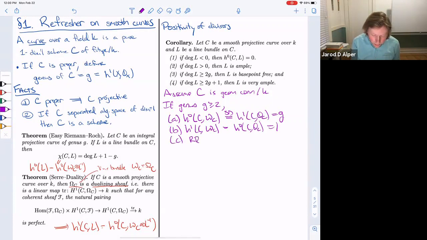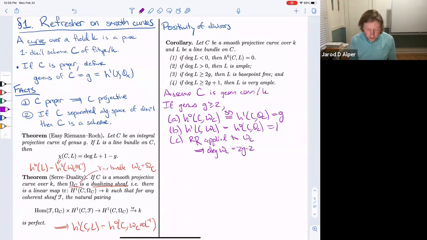And then if you apply Riemann-Roch to omega C, you get that H0 of omega C minus H1 of omega C is equal to the degree plus 1 minus g, and that allows you to compute the degree of omega C as 2g minus 2. In particular, it's always ample by this positivity criterion. But it's not always very ample, and so there you need to consider powers of the dualizing sheaf.